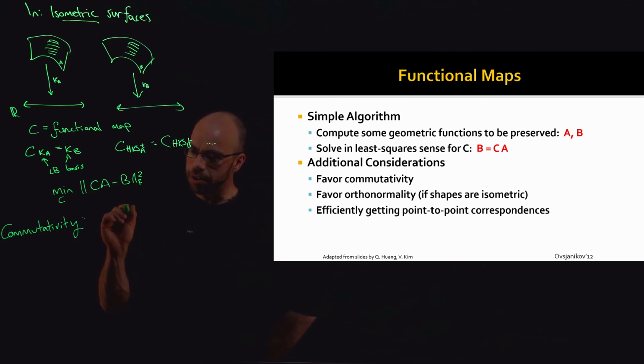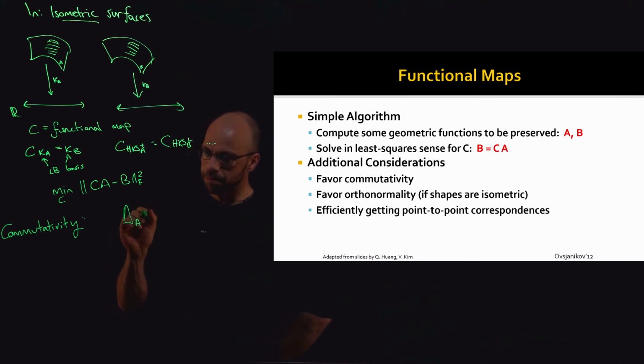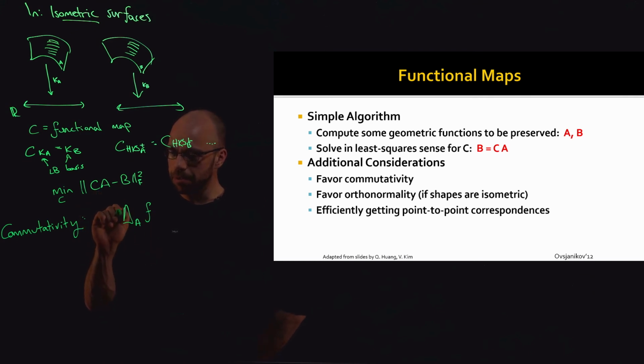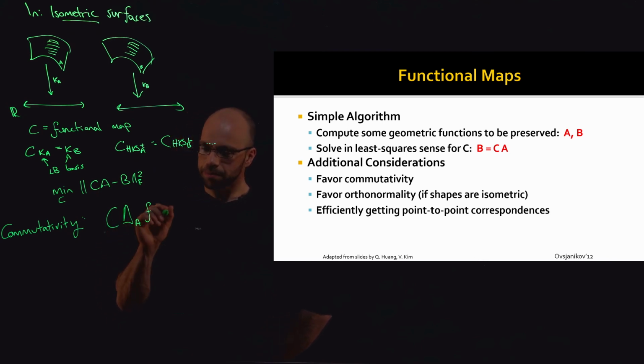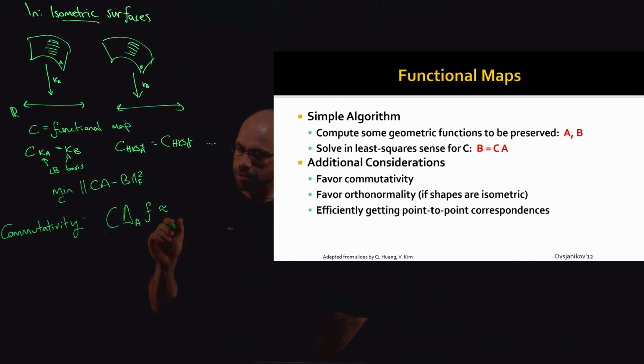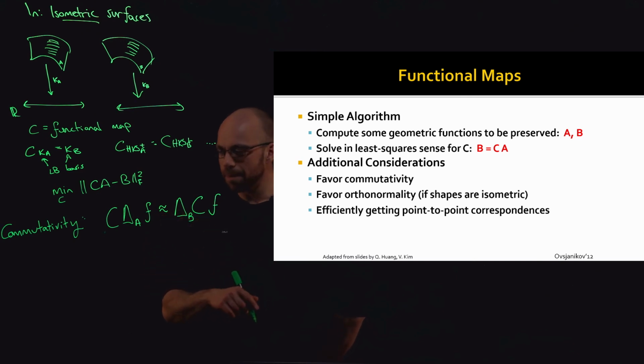I could take a function and apply the Laplacian operator on surface A. And then I could map it using my matrix C to the other surface. And what I'll get is a function on surface B. Or I could do the following. I could take my function f, the same function on surface A. I could go ahead and map it to surface B, and then apply the Laplacian of surface B. And if my mapping is isometric, then these two things should be roughly the same.